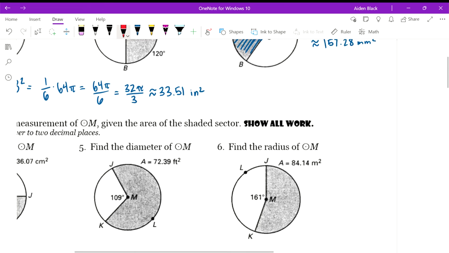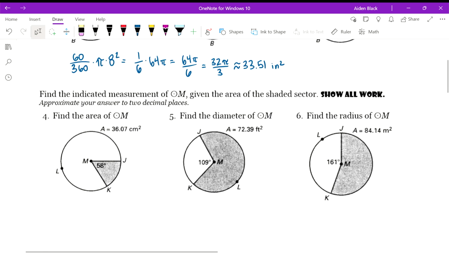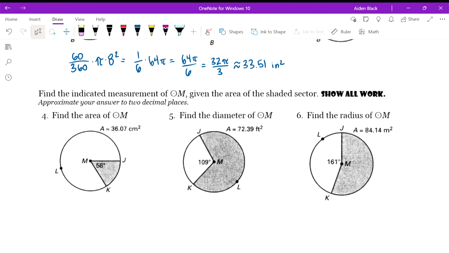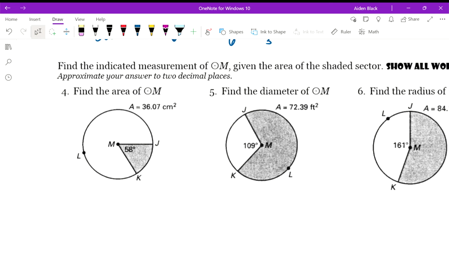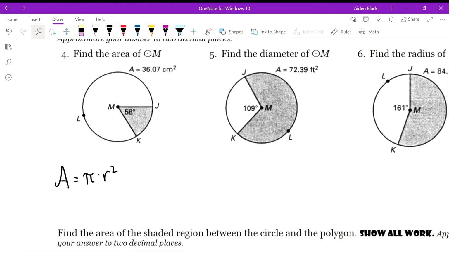Let's try one of these now. Find the indicated measure of circle M given the area of the shaded sector. So now we're given the area, but we need to find a certain measurement. Let's see. It says find the area of circle M. So we're trying to find the entire circle. Well, we know that area is equal to pi times r squared.